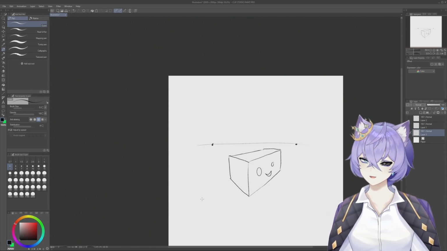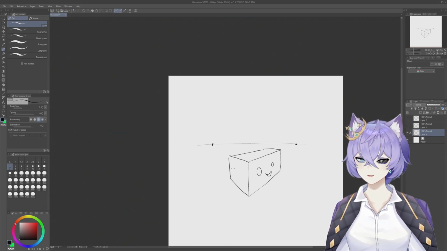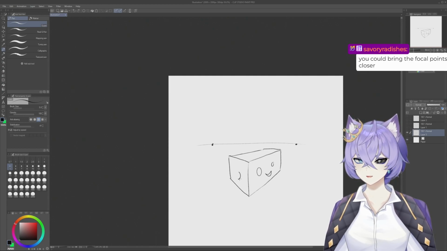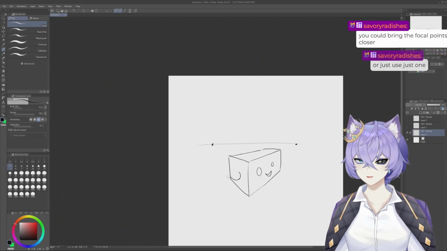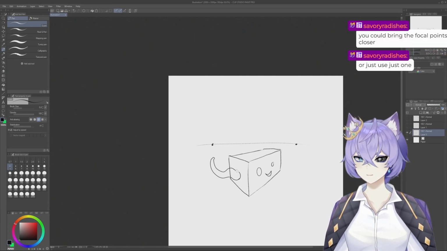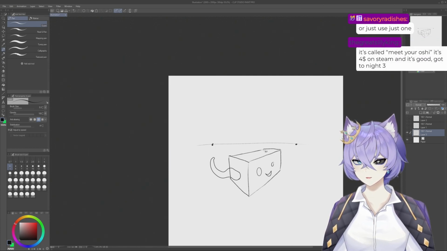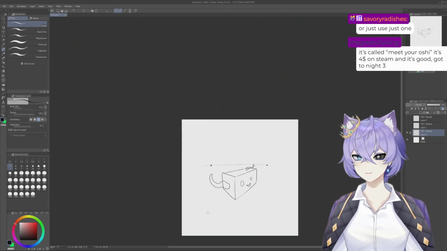Which would also affect the perspective on any tentacles I decide to draw, because the ones out here will be nice and big. Or actually, they would start small and then get bigger as they go towards camera. And then the ones over here would be super small like this, right?